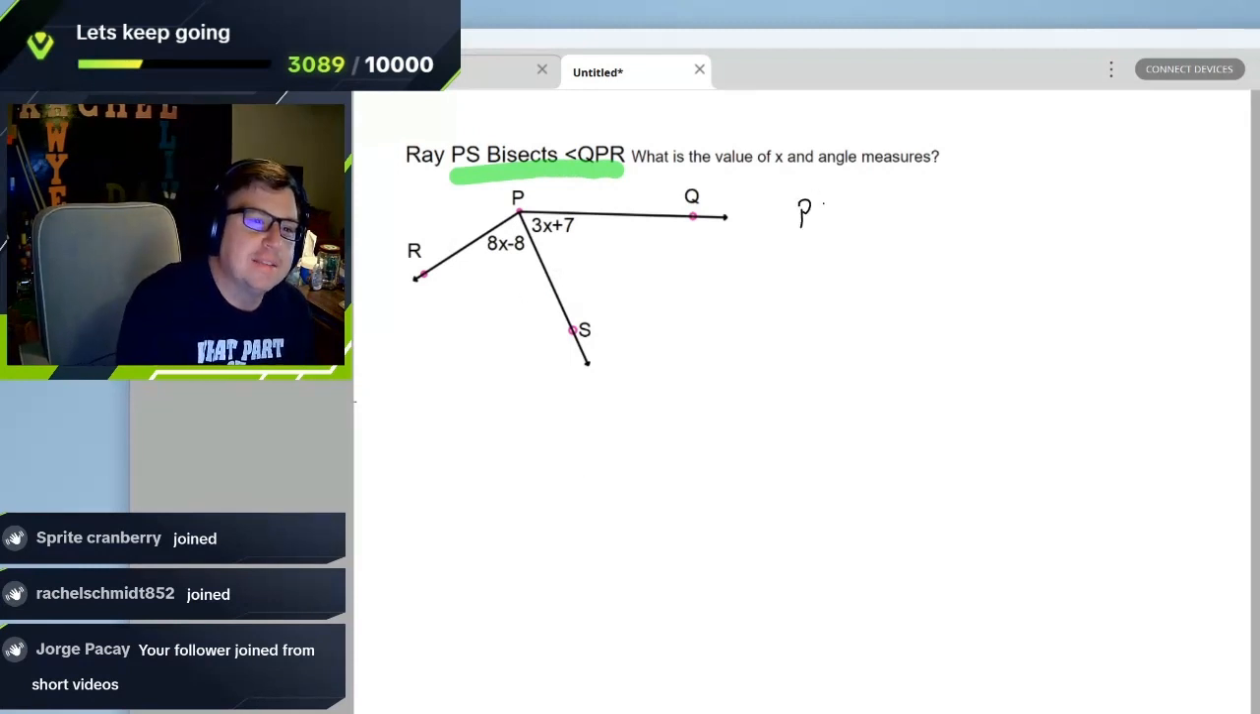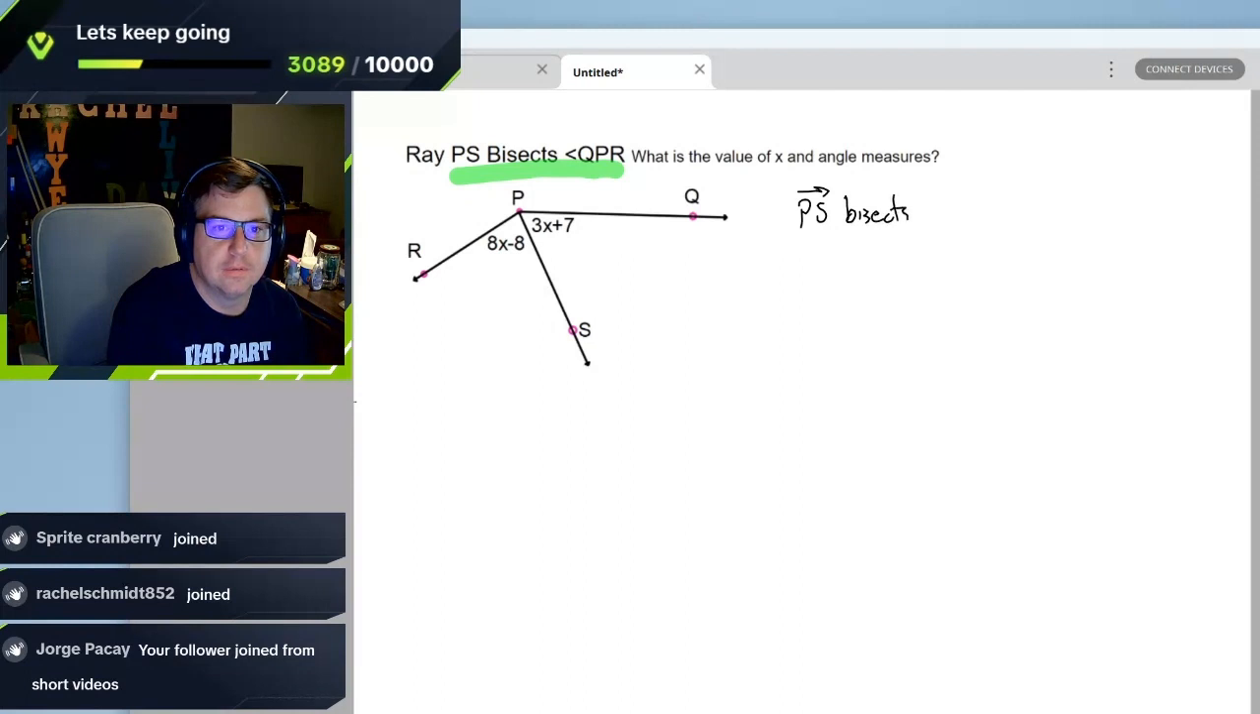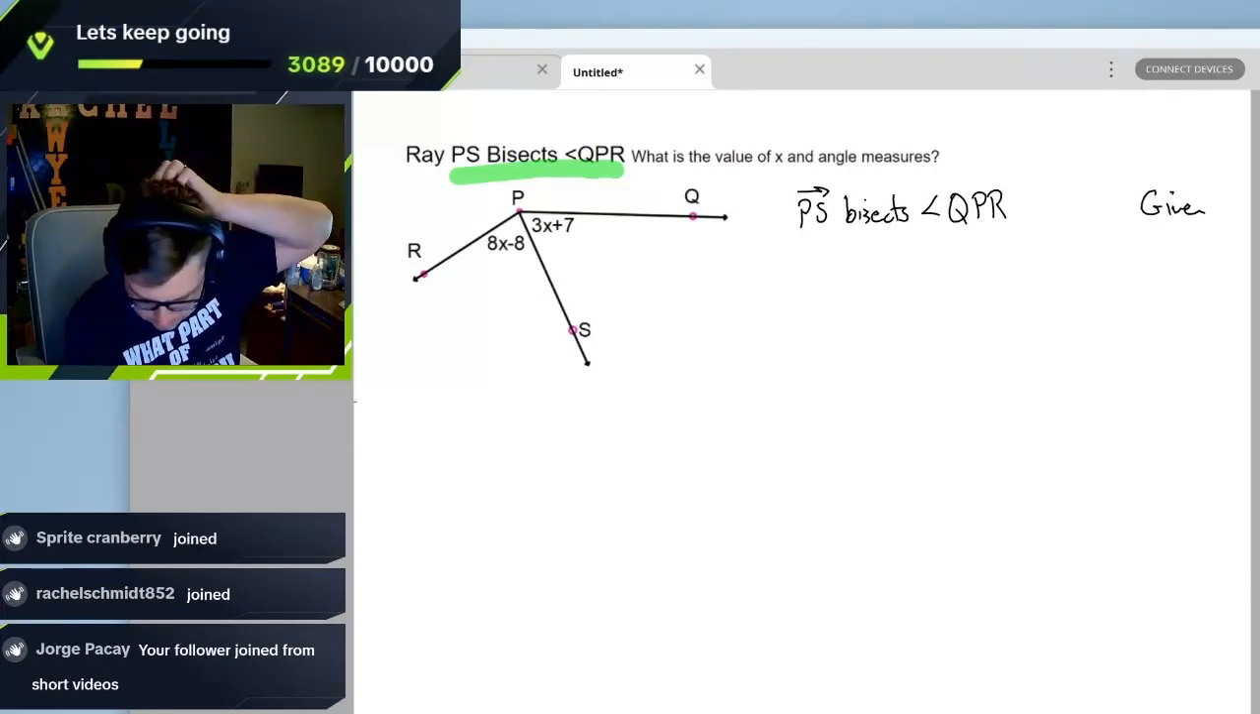So, all right, PS. And remember, Ray PS starts at P, goes through S. PS bisects angle QPR. And we know it's given because we played this game.